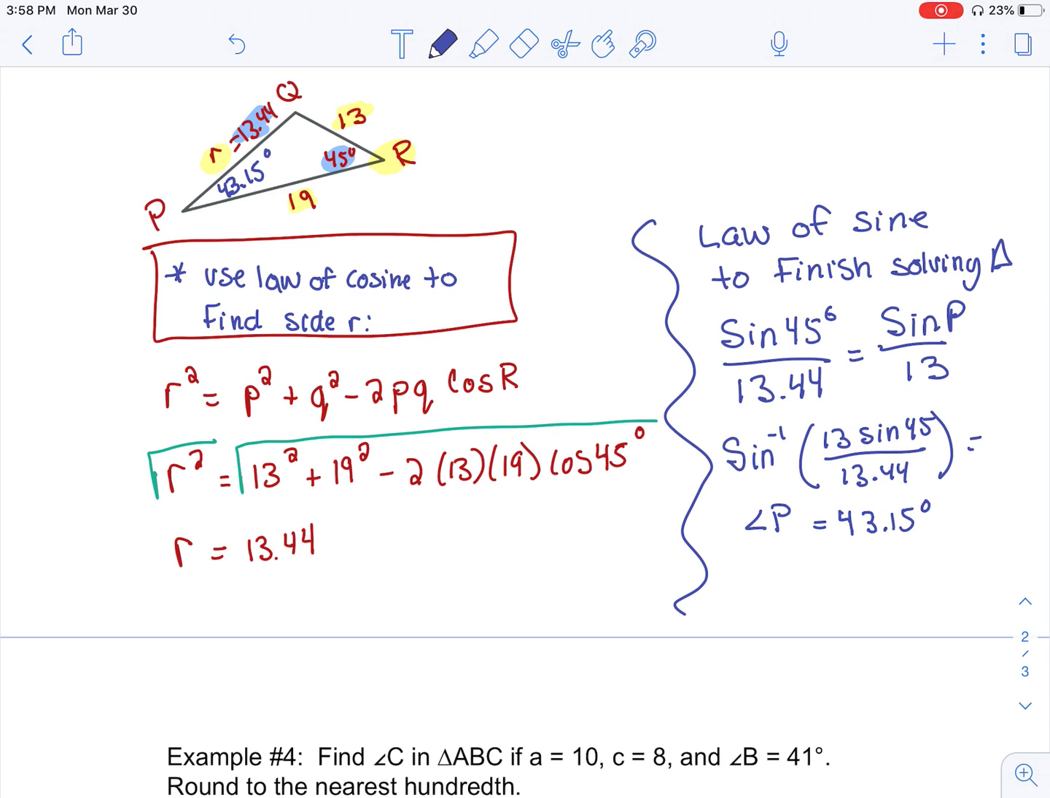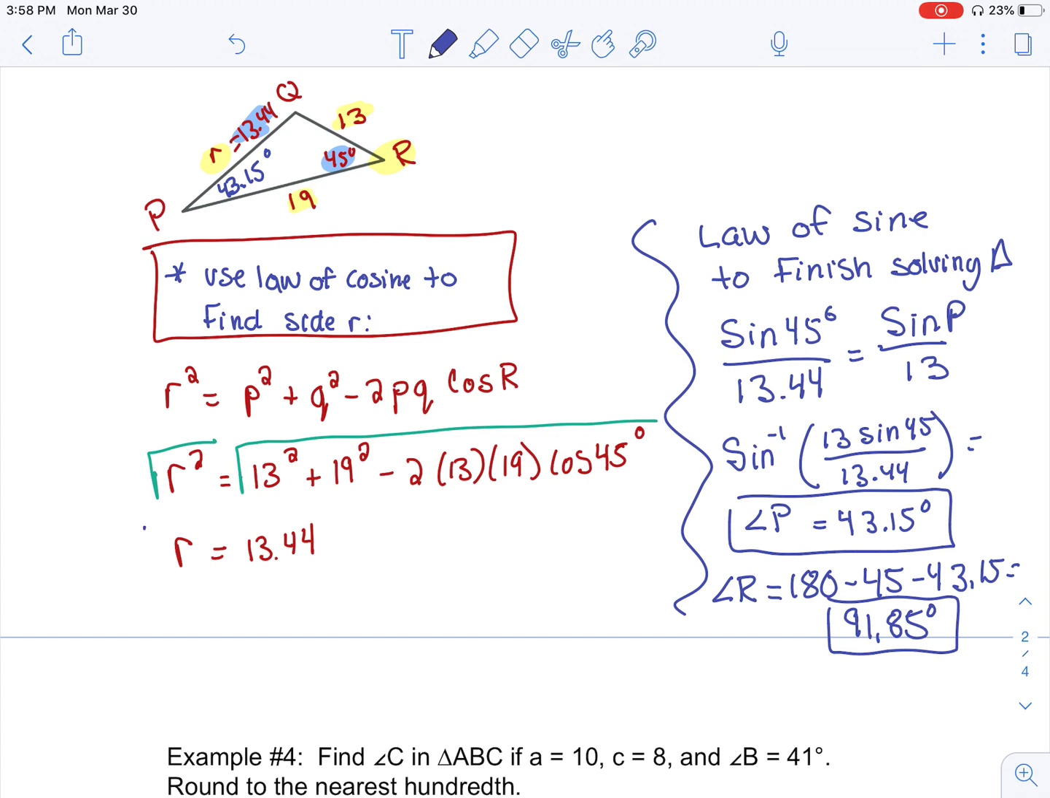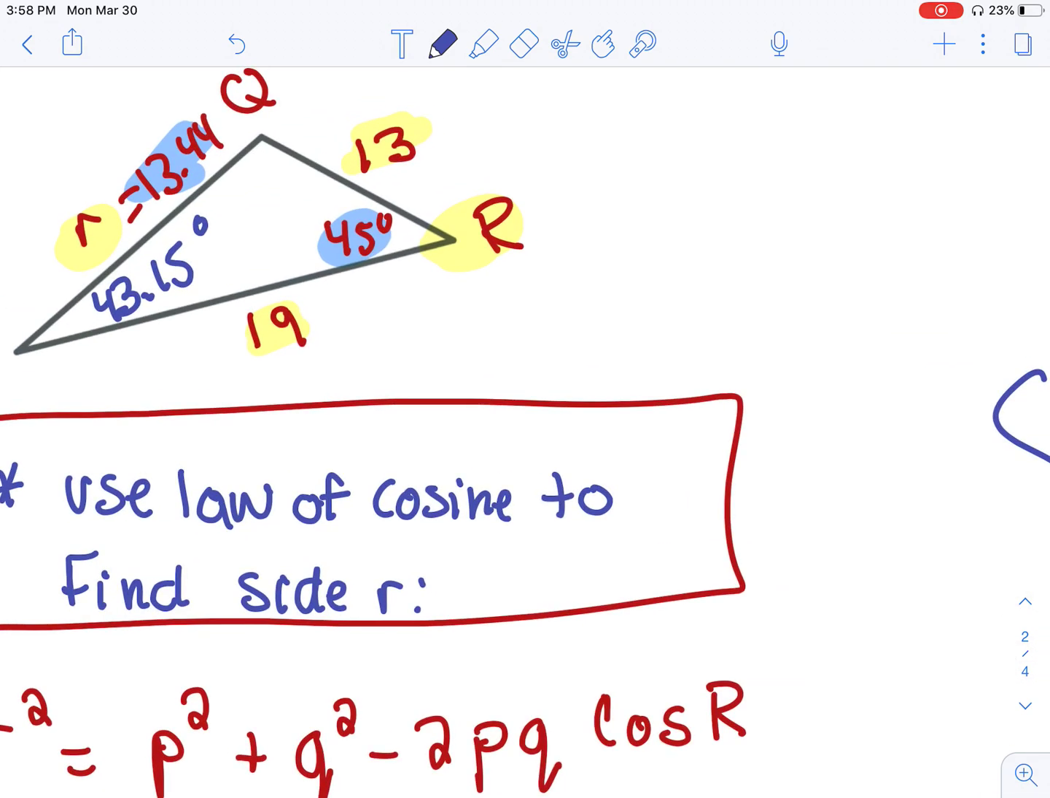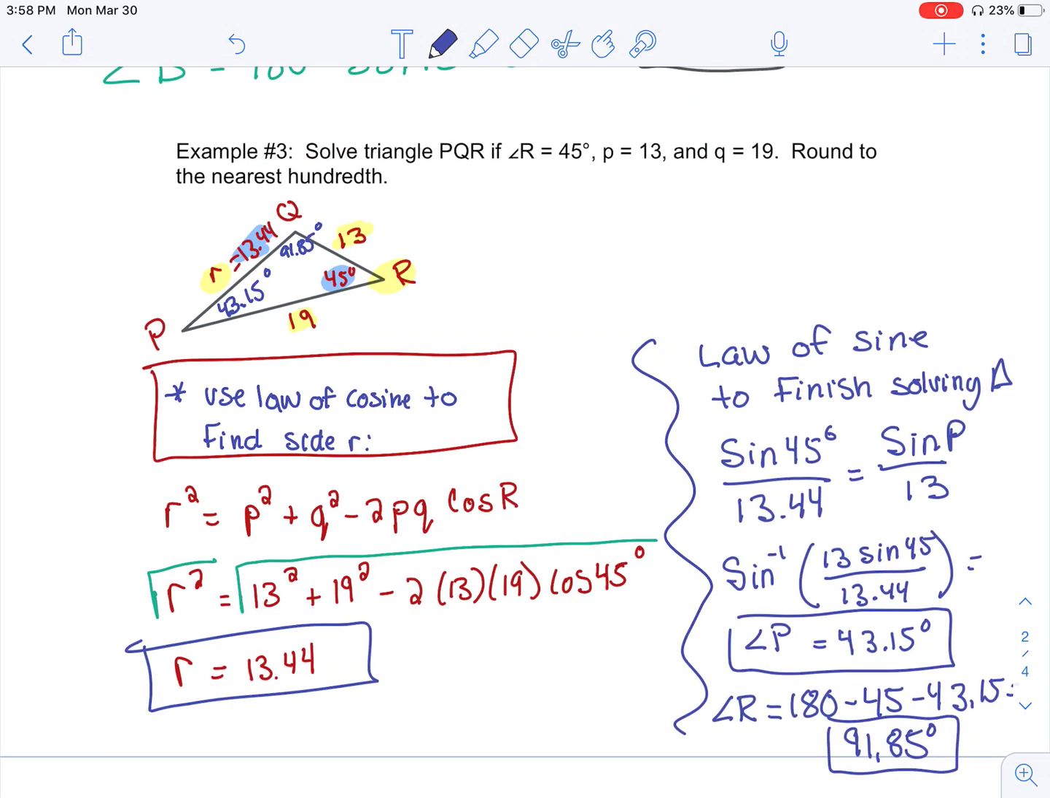And then I can last solve for Q by just using that all the angles in a triangle add up to 180. Subtract out the two given angles that I know, and I'm going to get 91.85 degrees. And then that should solve my triangle. So I've now solved for all my sides and all my angles.